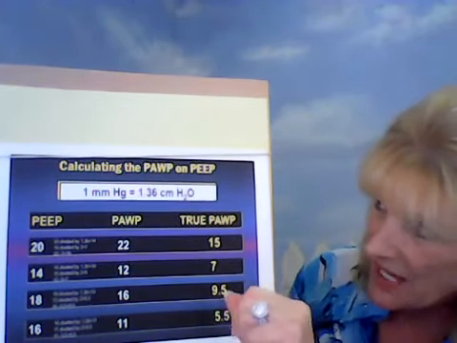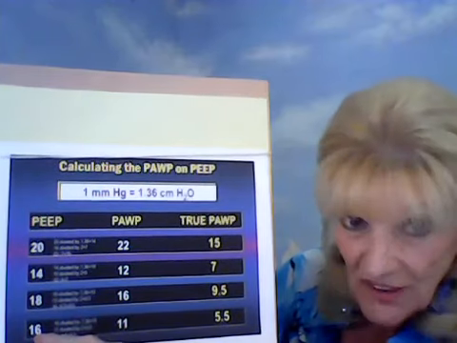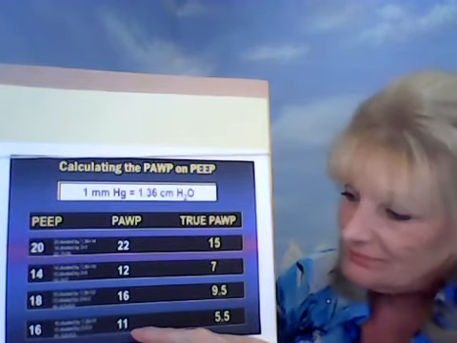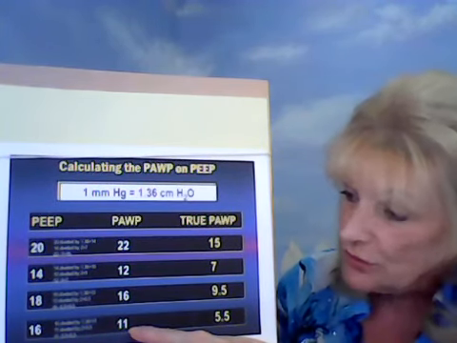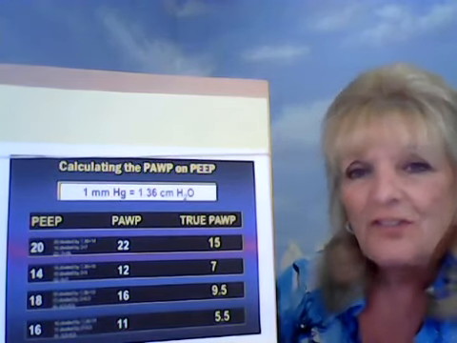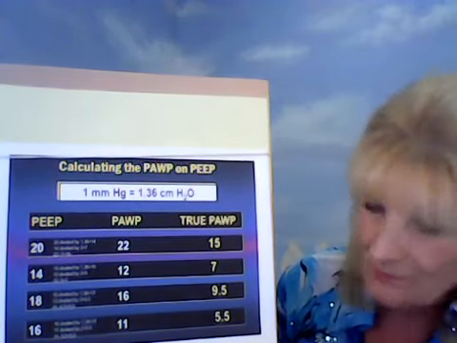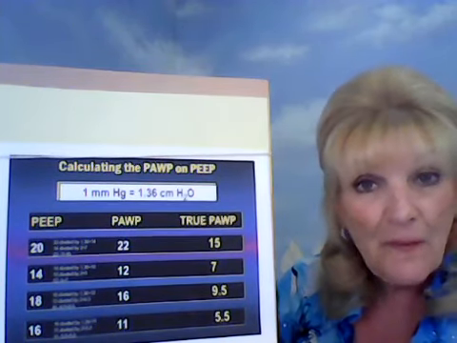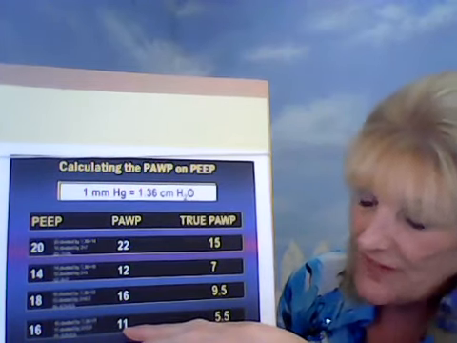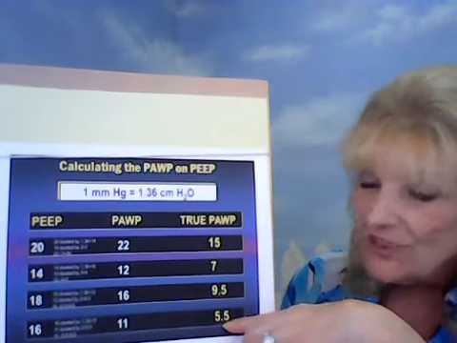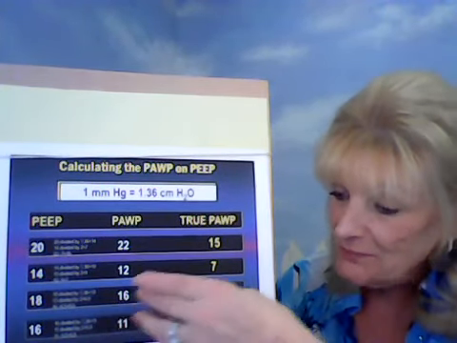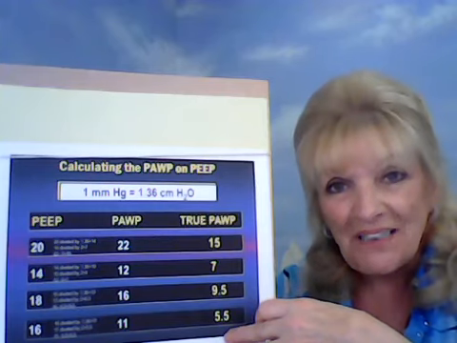Let's do one more. You have someone on a PEEP of 16. You do a recorded wedge and you get 11. That's not an accurate wedge. Why? He's on a PEEP greater than 10. So you take the 16, divide it by 1.36, and you get 11. Divide that by 2, and you get 5.5. And you subtract the 5.5 from the 11 to get a wedge of 5.5. So here you thought he was fine, but now he might be fluid depleted.